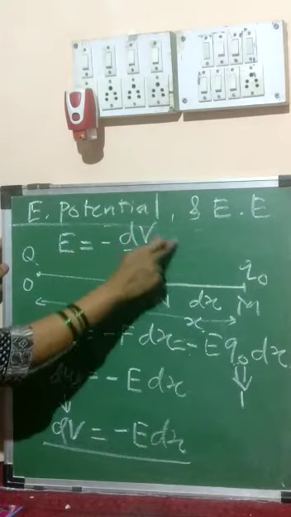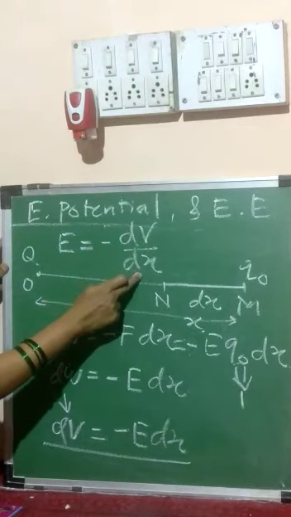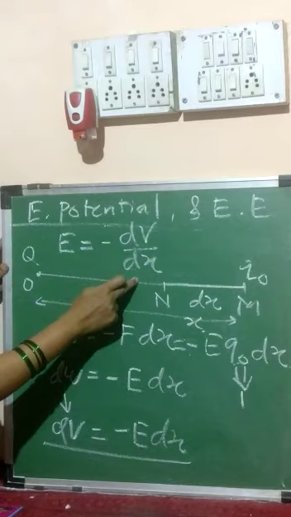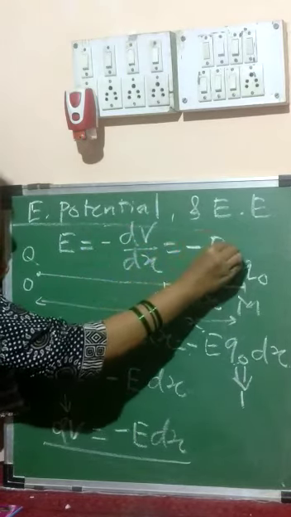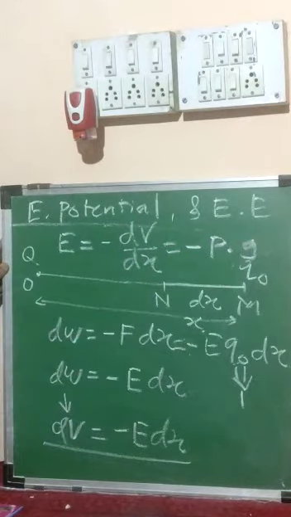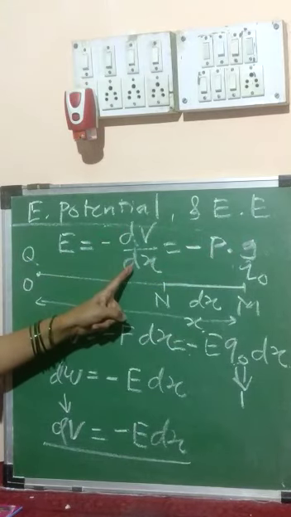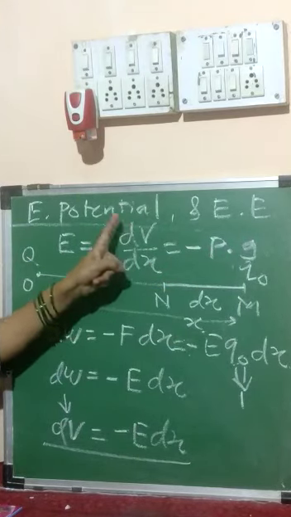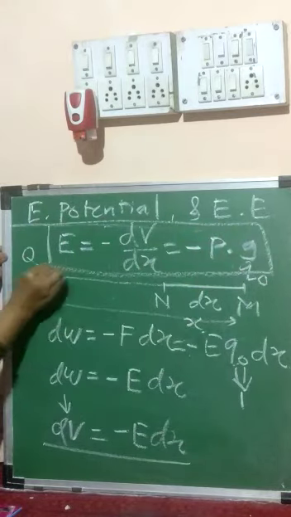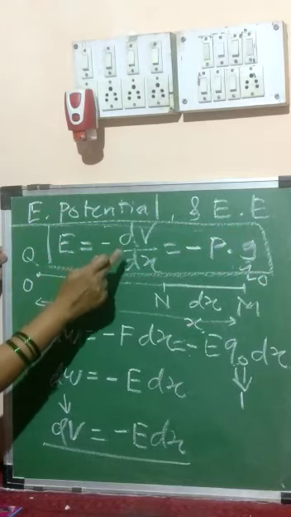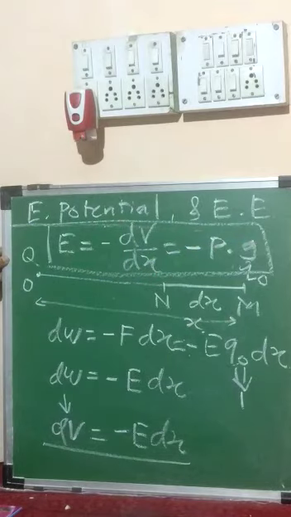Now this is dV by dx. dV means change in potential, dx means change in displacement. The formula for potential gradient is dV upon dx, so its unit is volt per meter. So remember this formula carefully. Electric intensity is equal to minus dV by dx, which is equal to minus the potential gradient.